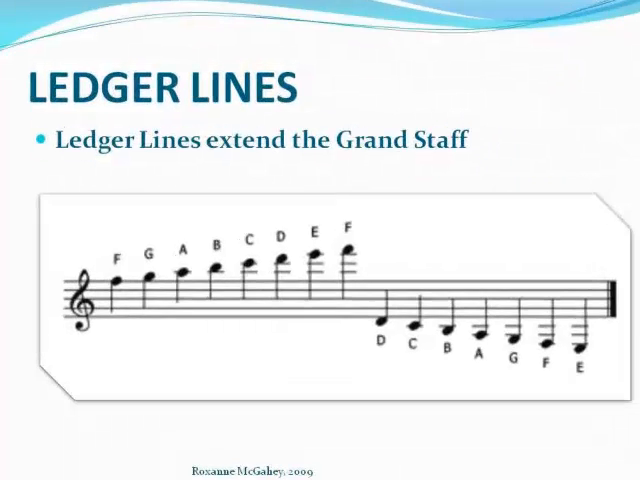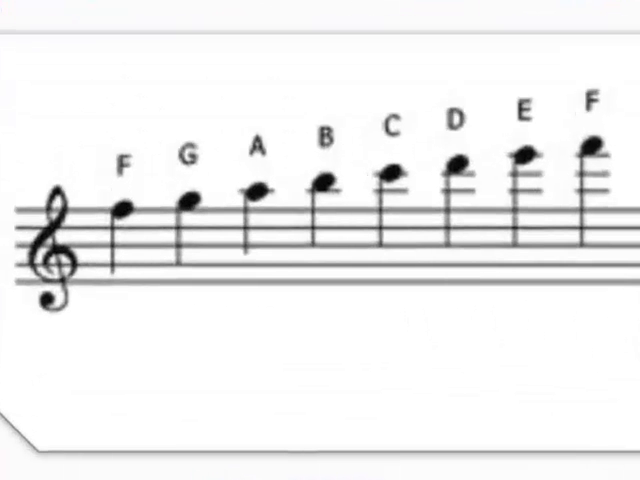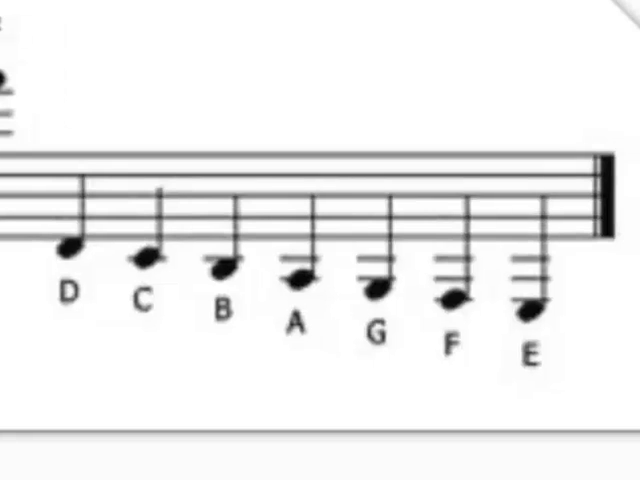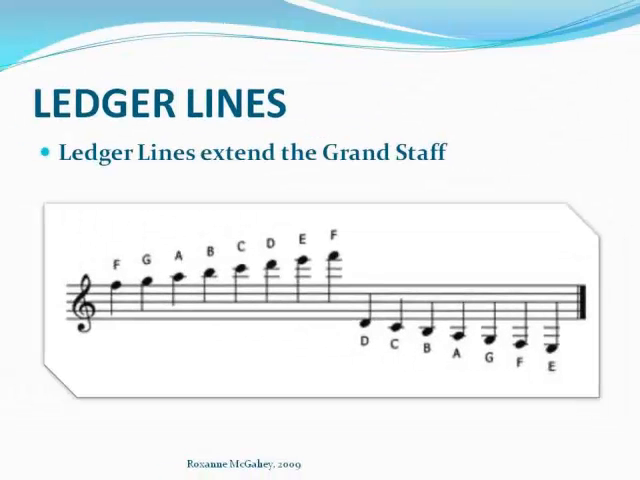The first group of ledger lines we see are called outer ledger lines because they extend the staff higher. The lower notes are called inner ledger lines because they extend the staff down into the bass clef range. Notice that lines are not added above or below ledger line space notes.